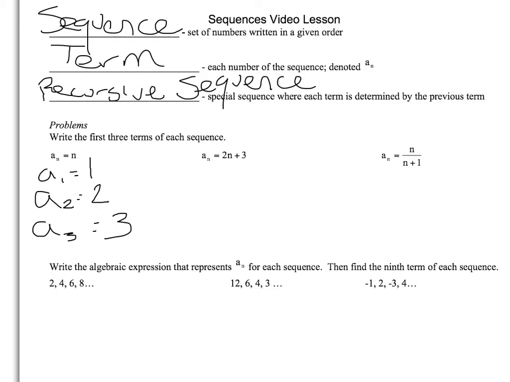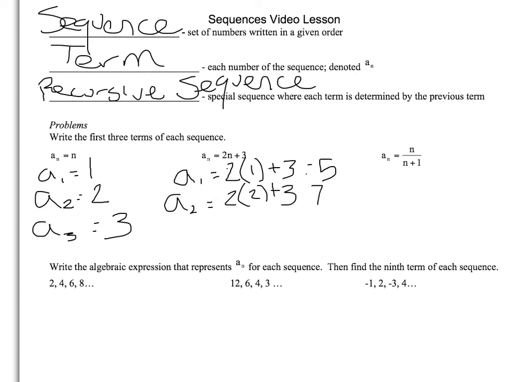Another example here. An, we'll call it a1. Wherever I see an n, I'm going to put a 1. So it's going to be 2 times 1 plus 3, which is 5. A2 is going to be 2 times 2 plus 3, which is 4 and 3 is 7. And a3 is going to be 2 times 3 plus 3, which is 9. And that's it. I want you guys to try later to do that problem right there. And again, all you're doing is replacing the n with a 1, 2, and 3.